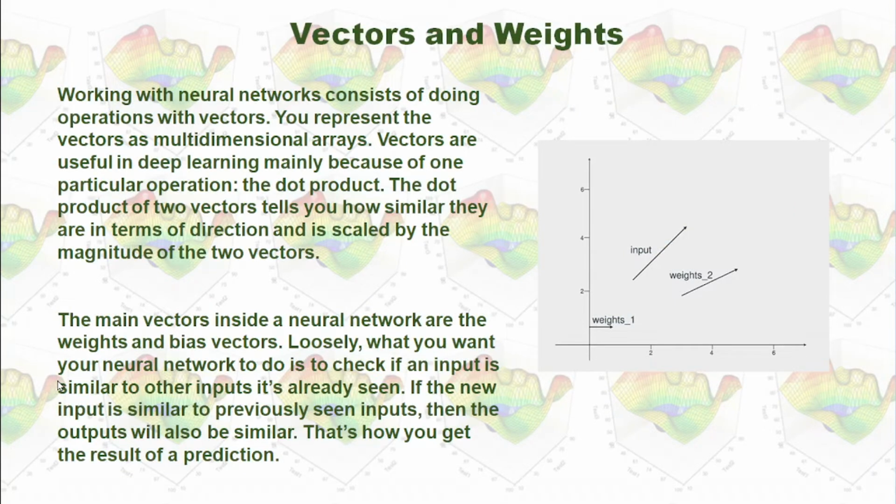Working with neural networks consists of doing operations with vectors. You represent the vectors as multi-dimensional arrays. In this video, I'm going to use two-dimensional arrays. Think about this. You have an input vector, and then you have weight 1 and weight 2. You want to adjust weight 1 and weight 2 to make your prediction.